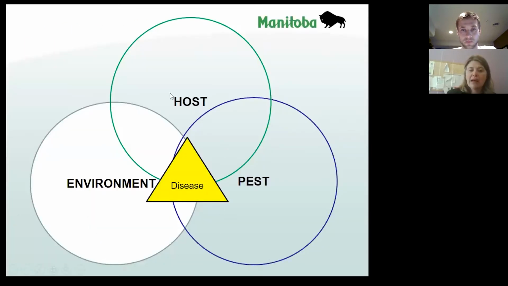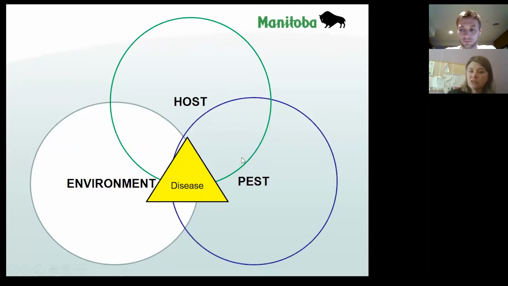Just going back to university here, we have our disease triangle. We have our host crop, which I've been talking about, canola, the host for clubroot. We have our environment, those wet conditions, warm conditions, awesome for disease, awesome for clubroot development. And we have our pest, being clubroot. So where we get the three interacting, we get that disease triangle. And this is really what we're trying to reduce, to reduce this area where they interact.